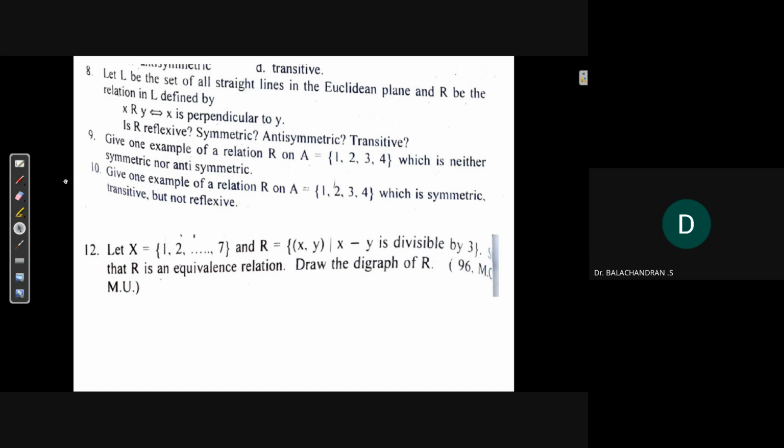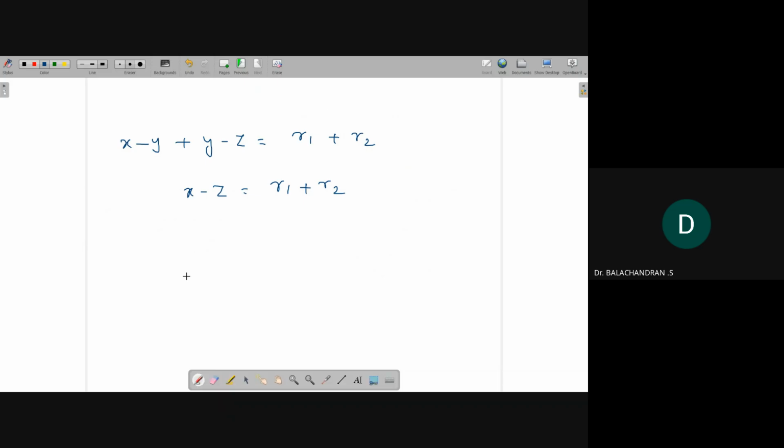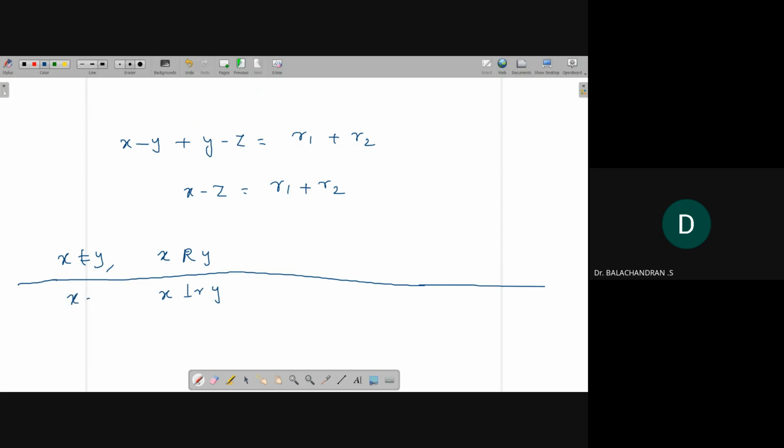Why it is not antisymmetric, I'll write here. For antisymmetric, you should take two different elements, x not equal to y. This is one of the definitions; there are two equivalent definitions. x is related to y, whenever x is related to y. Here the relation is: the line x is perpendicular to y. So I'll put a line like this, and this line is to distinguish these two. I need to prove, the first one is a definition.